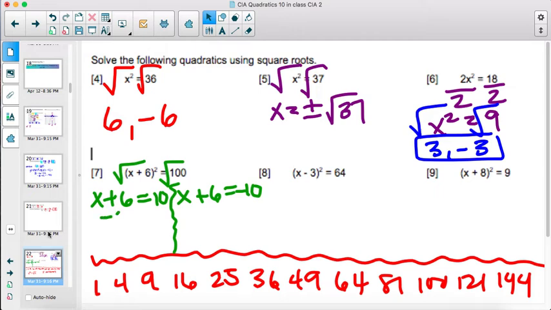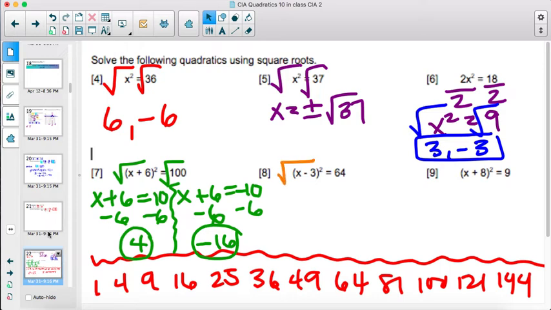To get rid of a plus 6, I'm going to subtract 6 from both sides. My first answer is 4. For the second one I'm also going to subtract 6 from both sides, but -10 minus 6 is -16. So those are my two answers for that one. Go ahead and pause the video and try the next one. Again, make sure you write the equation out two times. So I square root.